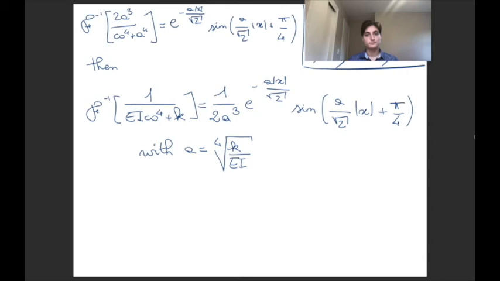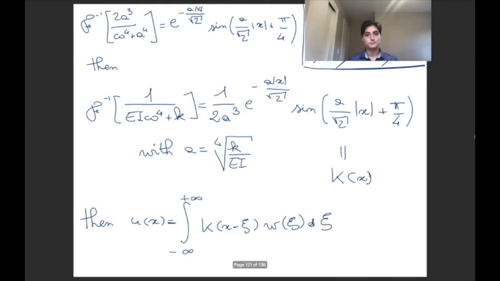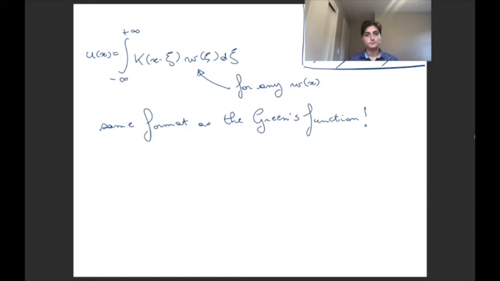It is an exponential of a rescaling of the absolute value of x times a sine, with some extra coefficients here and there. But they're all things we can compute explicitly. We call this whole inverse Fourier transform k of x. And now we have that the solution of our ODE is the integral from minus infinity to plus infinity of k(x minus xi) w(xi) dxi. This is true for any w. We didn't have to decide which one.